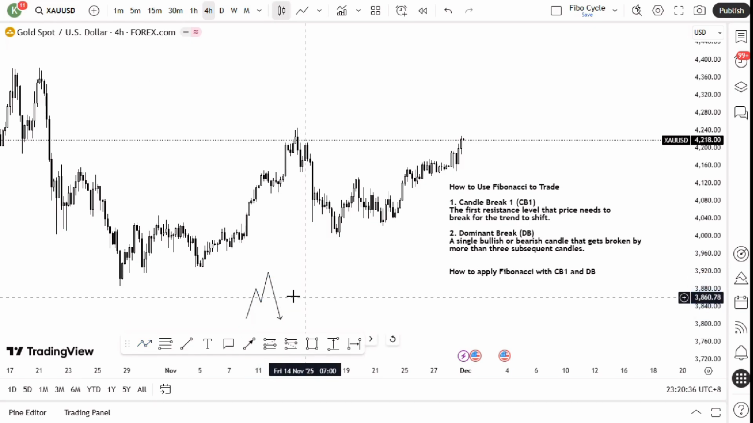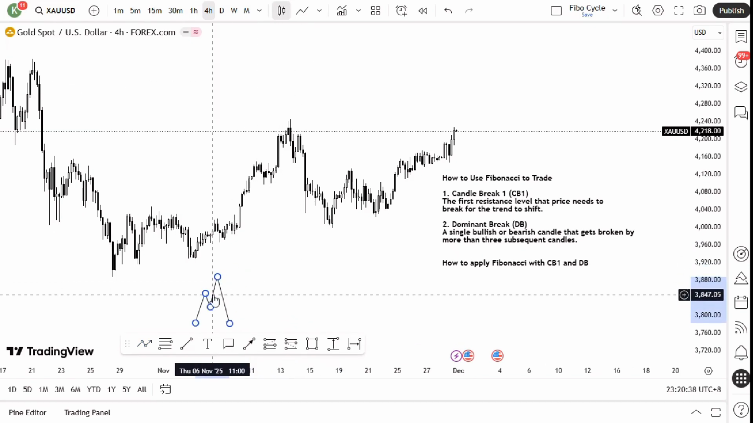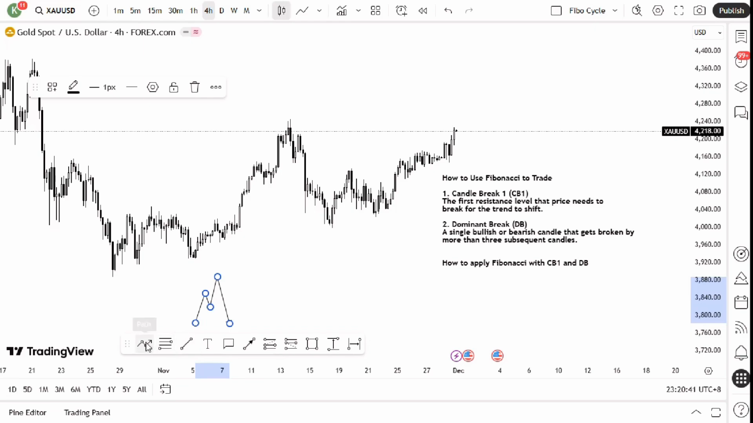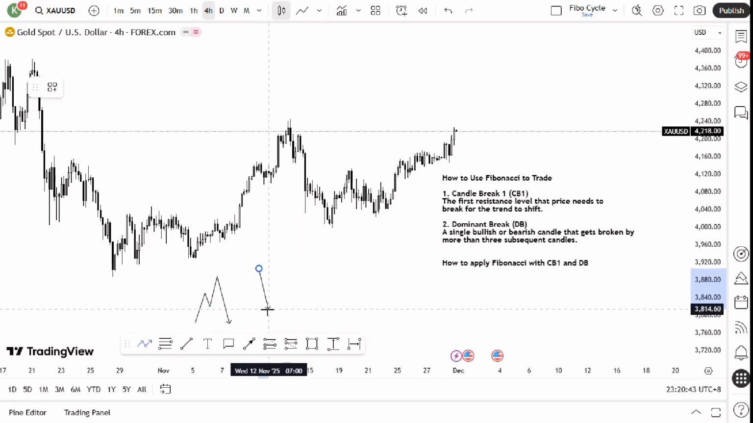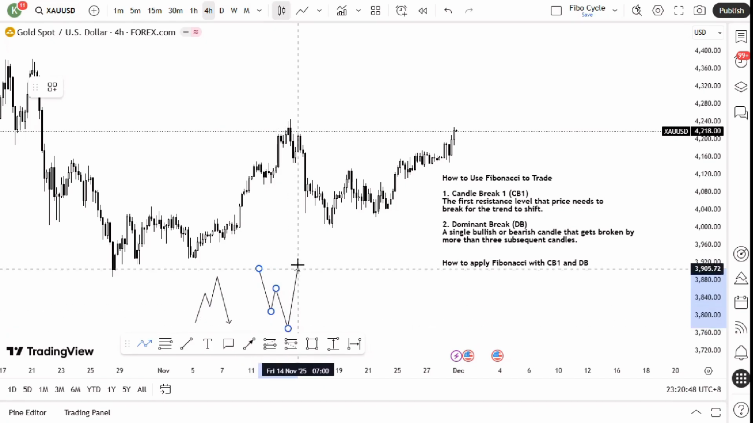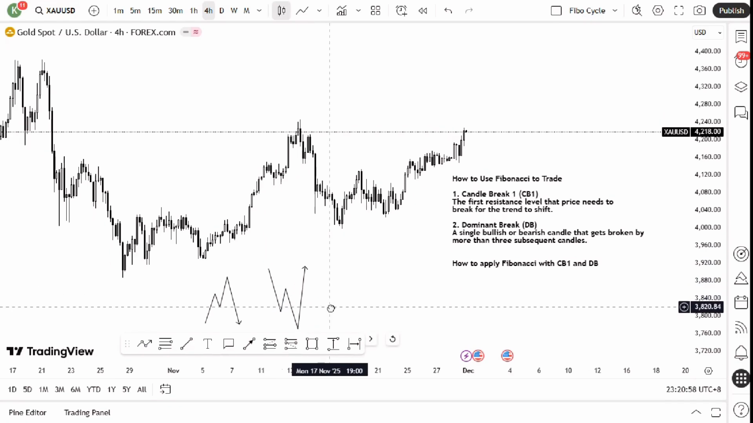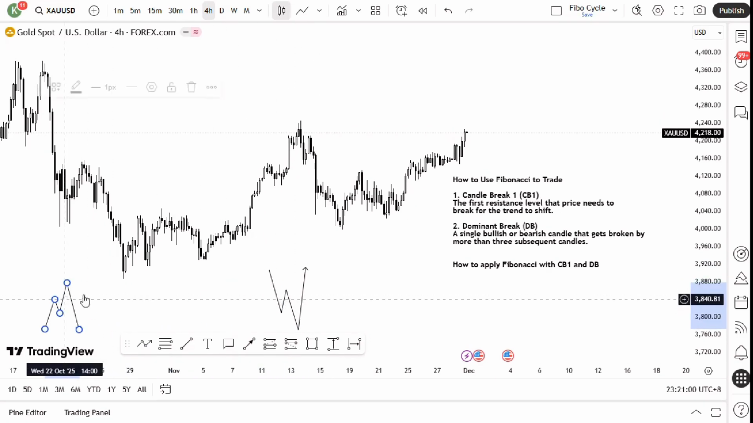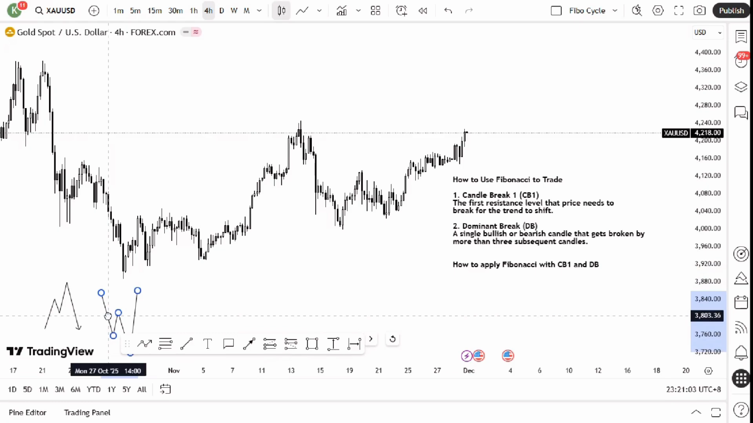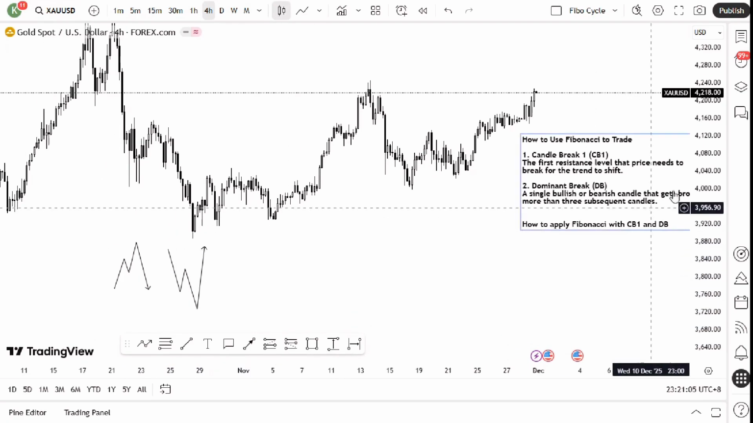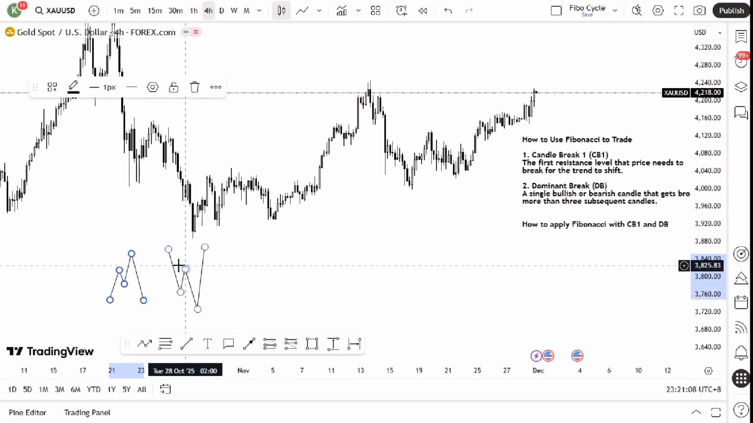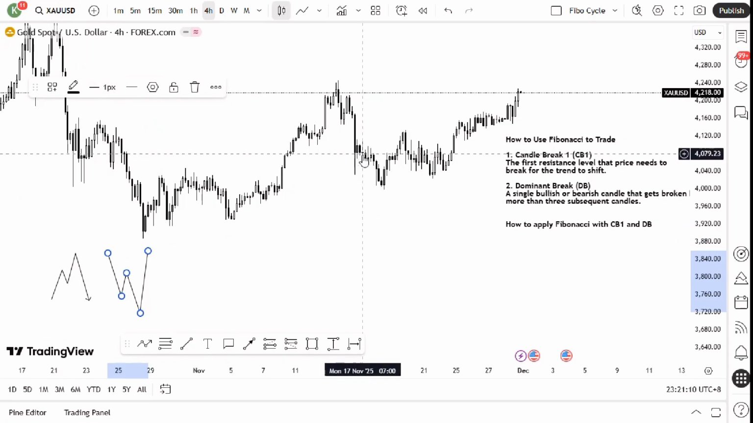In this case it is a bearish CB1. And for a bullish CB1 to occur, price needs to form a low, a lower high, a lower low, and a higher high. When price forms a higher high, that is when we can confirm that price has formed a CB1. There are also other names for this, but CB1 was what I learned when I entered into trading. To make it simple, we just call this CB1.